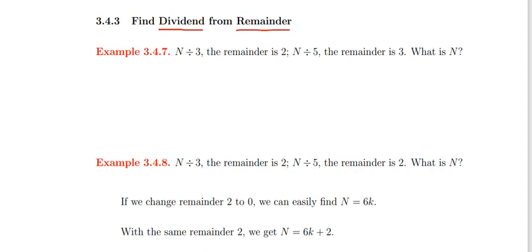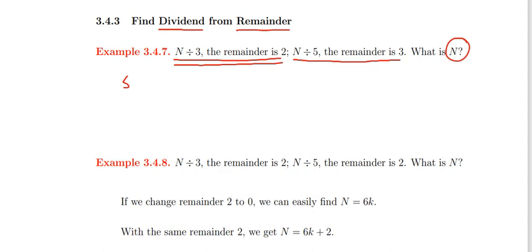This number divided by 3, remainder is 2. This number divided by 5, remainder is 3. So what is this n? We have many such numbers n. If we just find one of them, we can do this. Let's say n divided by 3, remainder is 2. We can list all such numbers.